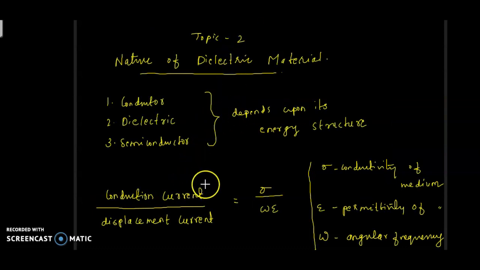Mathematically, we can explain this property using a ratio. It states the conduction current to the displacement current, which can be represented as sigma divided by omega epsilon, where sigma is the conductivity of the medium, epsilon is the permittivity of the medium, and omega is the angular frequency.